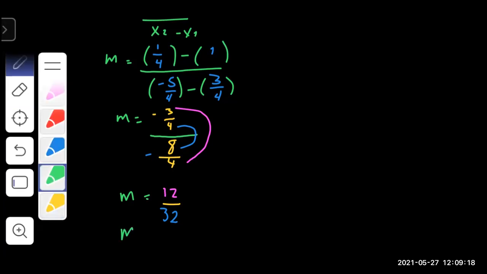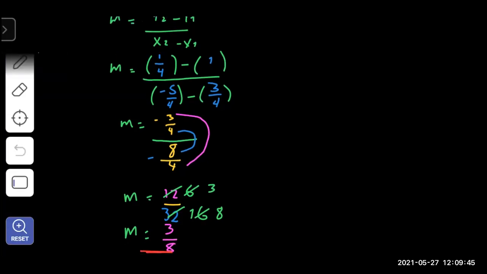Guys, we got it, but that fraction, we can simplify it. Okay, let's try to simplify. What is the half of 12, sorry? 6. What is the half of 32? 16. Again, what is the half of 6? 3. And what is a half of 16? 8. 3/8, right? Yes. Okay, this is the slope.